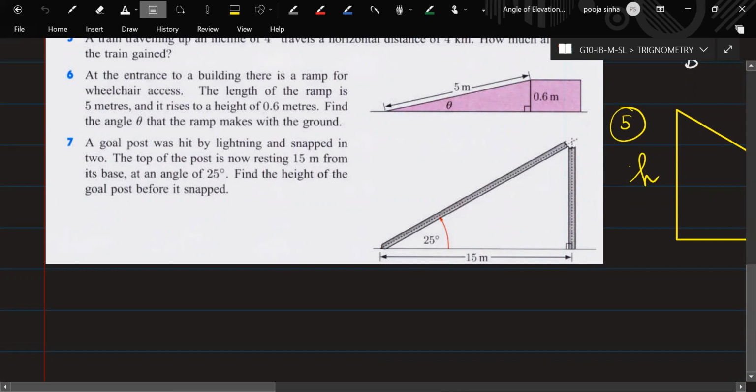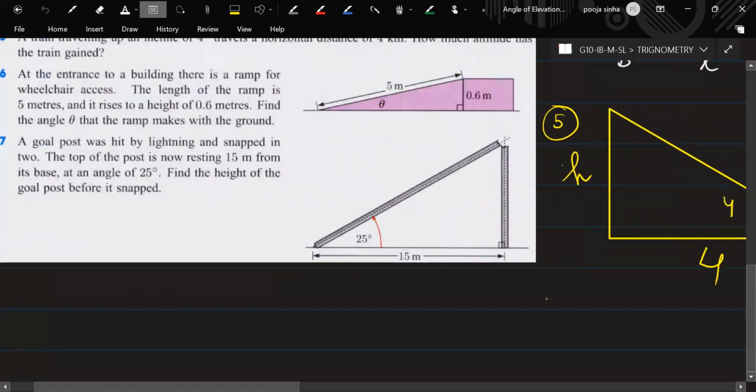So, Miss, can I make the angle? Yeah. I think the diagram is given here. Oh, the diagram is given. So Miss, here we'll use, we have O and H. So now we can use sin theta equals 0.6 upon 5.